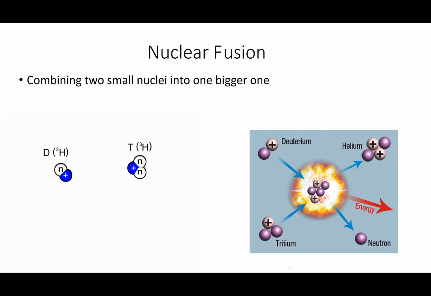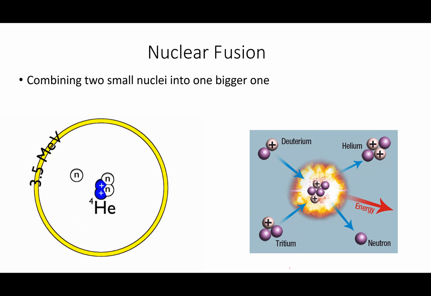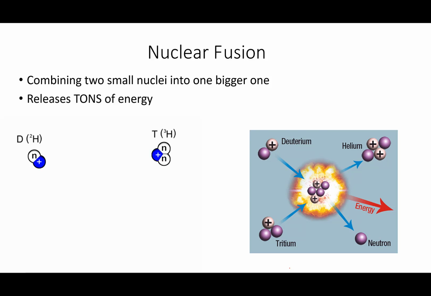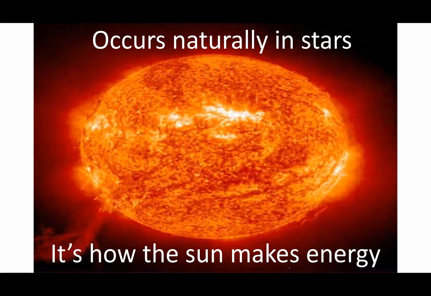This is fusion. You have 2 small nuclei right here, a deuterium and a tritium. Those are 2 isotopes of hydrogen. They combine into a bigger molecule and release a lot of energy. So fusion is better than fission in almost every way. It occurs naturally in stars. It's how the sun makes heat and light.